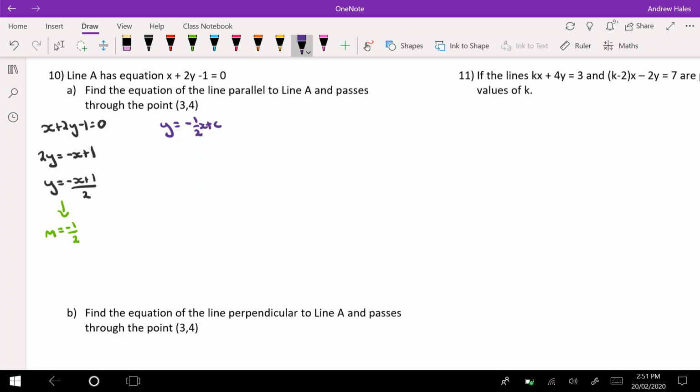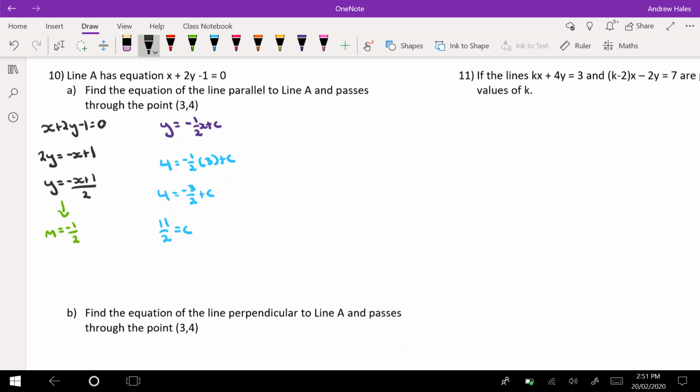We know it passes through the point 3, 4, so let's just put in those points. 4 is equal to negative 1/2 times 3 plus c. That's going to get me to 4 equals negative 3 over 2 plus c. So 11 over 2 equals c. I've changed 4 to 8 over 2 because I need to write it as a fraction over 2. So 11 over 2 is how I get that, by adding 8 and 3 together.